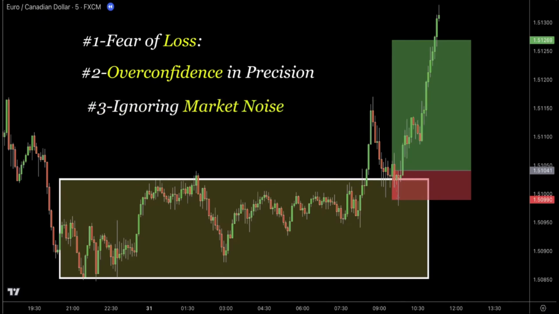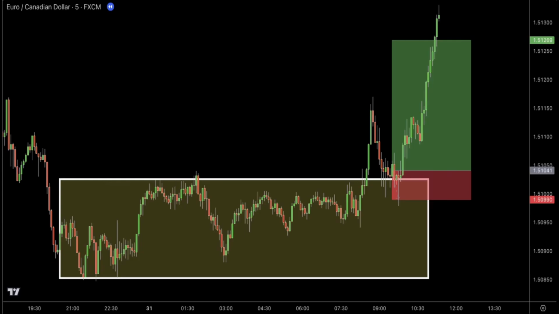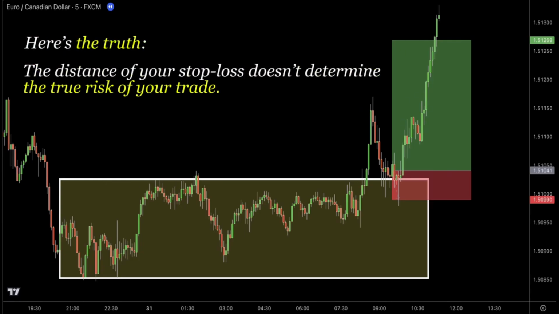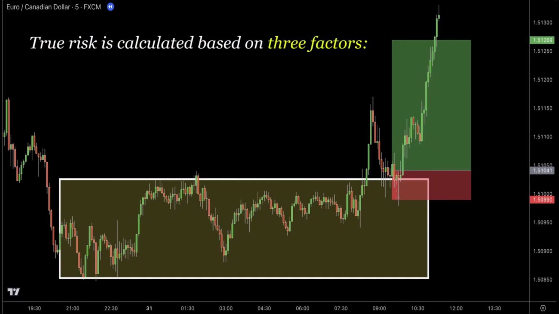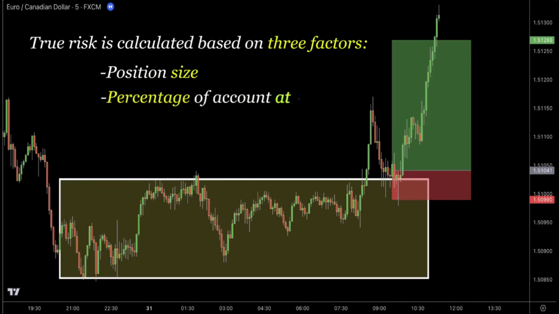And the third reason is ignoring market noise. Small price fluctuations, what we call market noise, can easily trigger a tight stop loss, even when your trade setup is still valid. Here's the truth. The distance of your stop loss doesn't determine the true risk of your trade. True risk is calculated based on 3 factors: position size, percentage of account at risk, and reward to risk ratio.